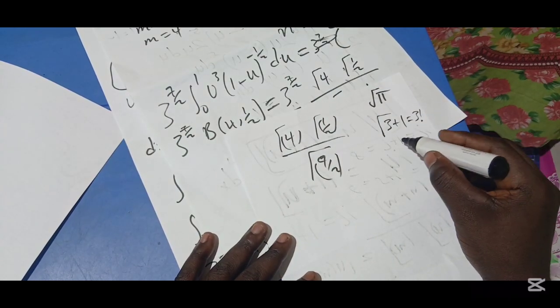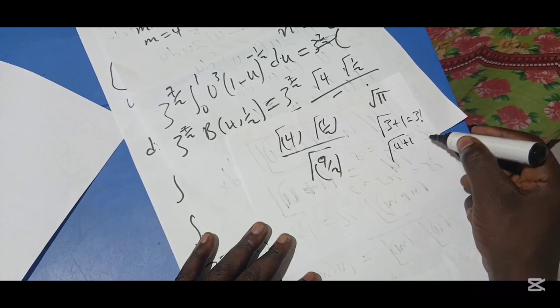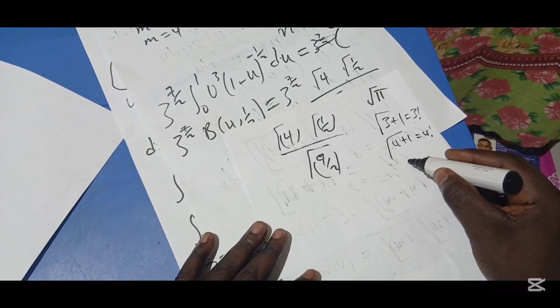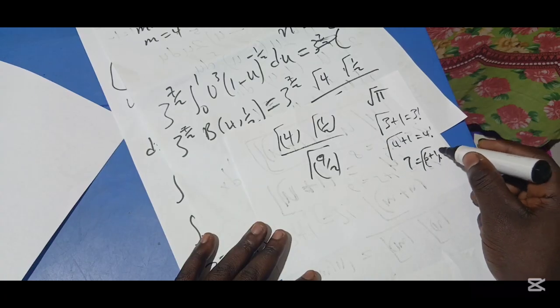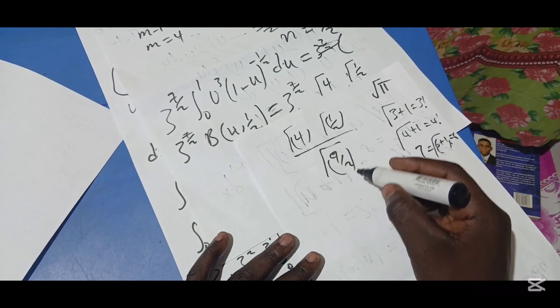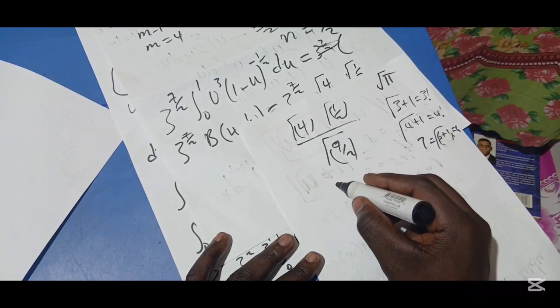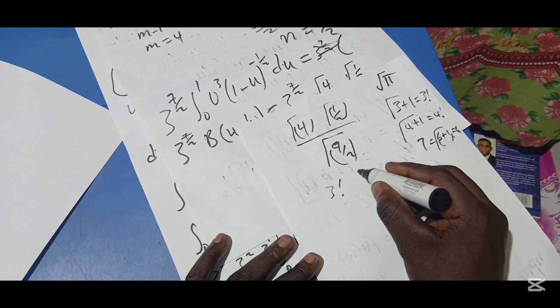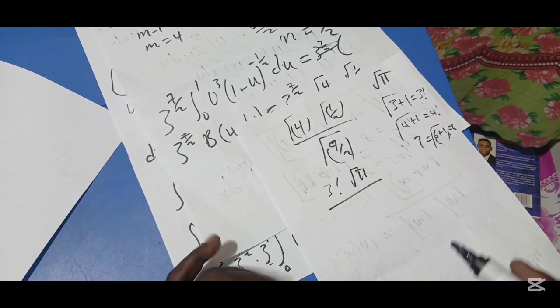If it were gamma of 5, then we write it in the form 4 plus 1, gamma of 4 plus 1, which will be 4 factorial. Gamma of 7 will be gamma of 6 plus 1, which equals 6 factorial. So gamma of 4 is going to be 3 factorial. So 3 factorial square root of pi, all on, what about gamma of 9 on 2?